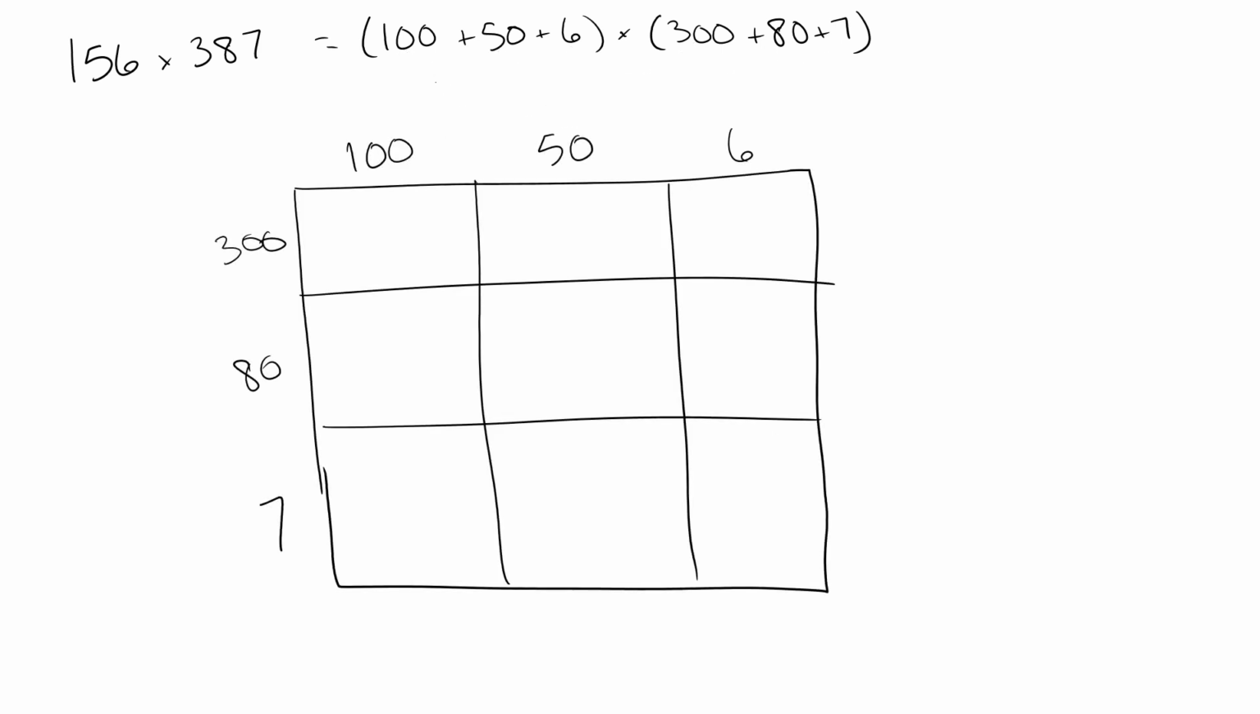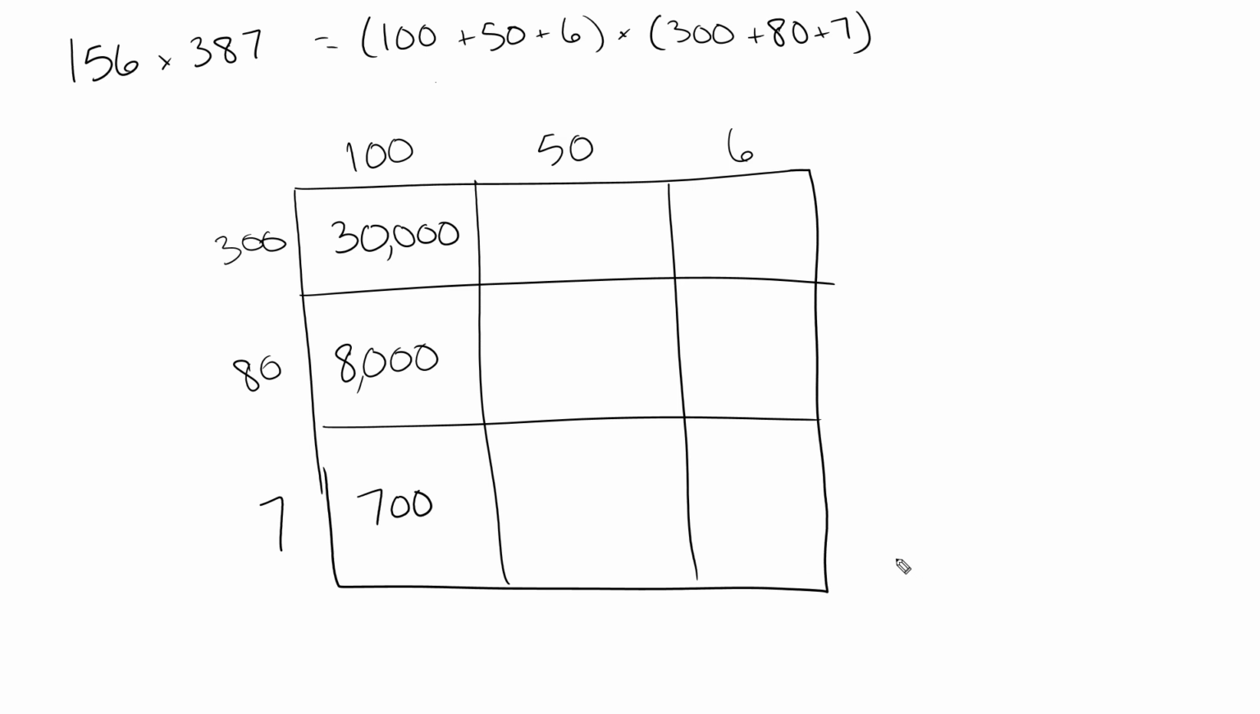Now we start multiplying. 100 times 300. 1 times 3 equals 3, and then there are a total of 4 zeros. So this is 30,000. 100 times 80. 1 times 8 equals 8, and we need to add 3 zeros, so 8,000. 100 times 7. We know that 7 sets of 100 equals 700.